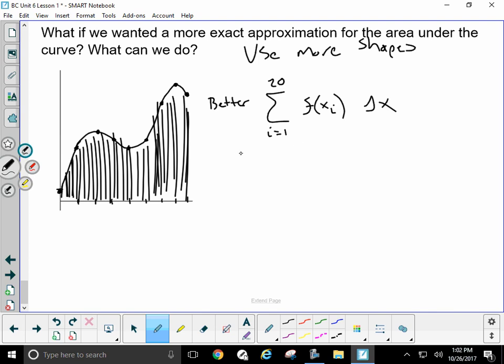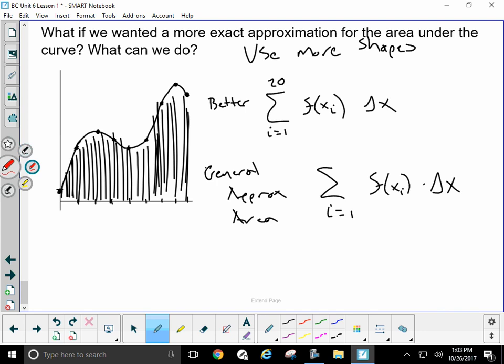So, you know, in general, our approximate area is a sum of heights times widths. Again, this is the height. This is the width. This is just a right Riemann sum with n objects. What are we going to try to make n? What do we want n to be?